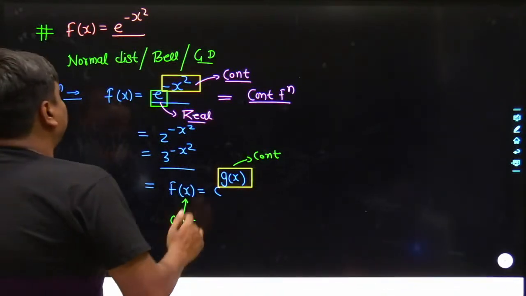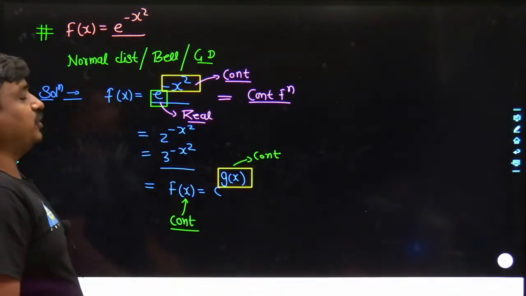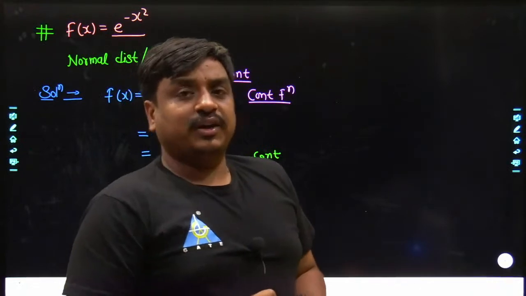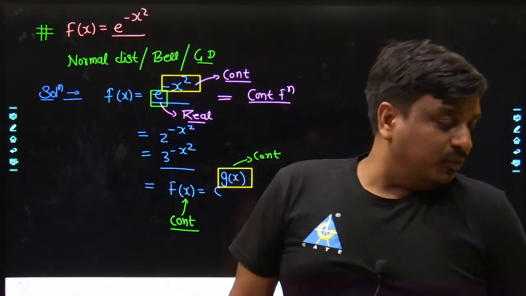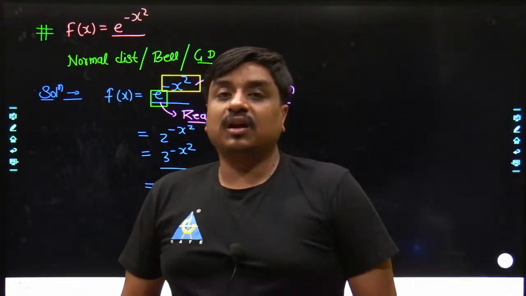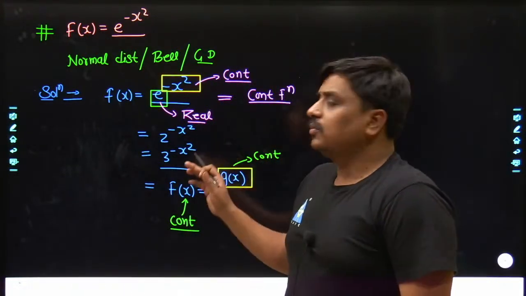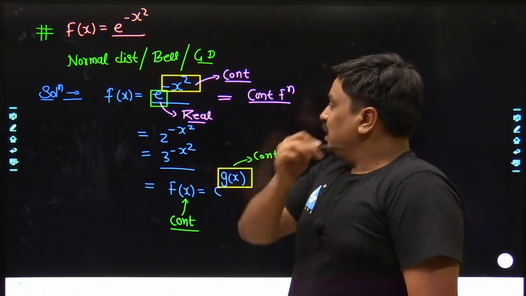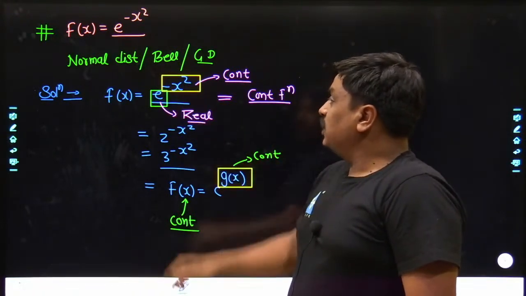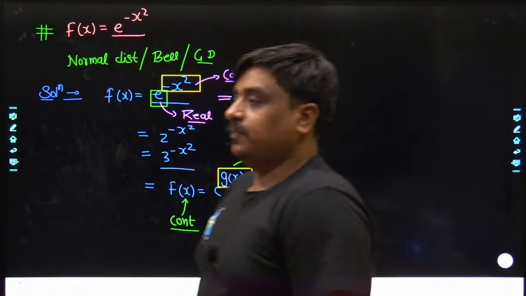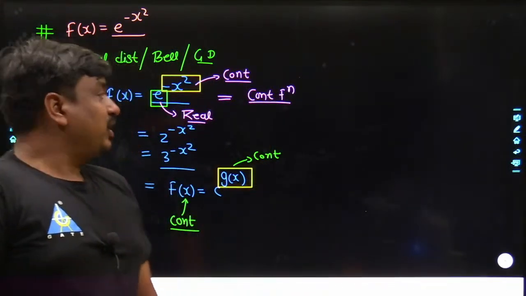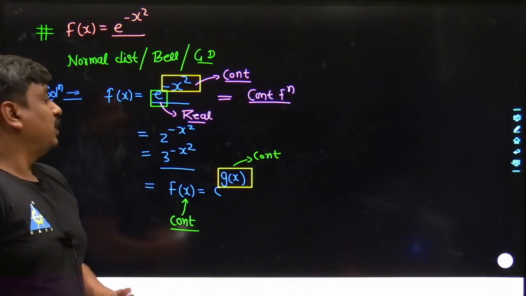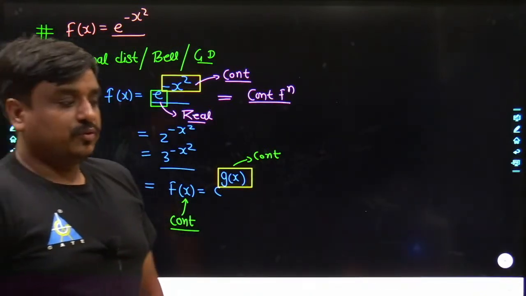Now let me come back to the same function, f of x is equal to e raised to minus x square. What about its differentiability? How many students are concurrently viewing? Nine students are concurrent viewers. At least 2 or 3 outputs I want from the current viewers. What about the differentiability of e to the power of minus x square? I would like to have the input from each one of you.